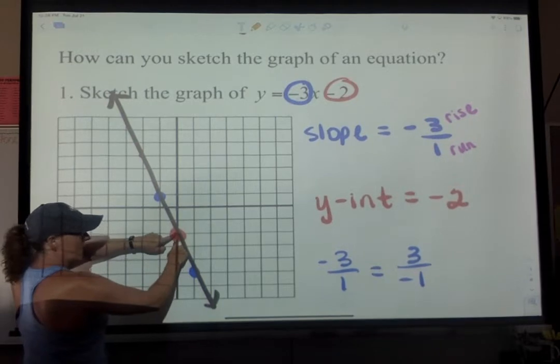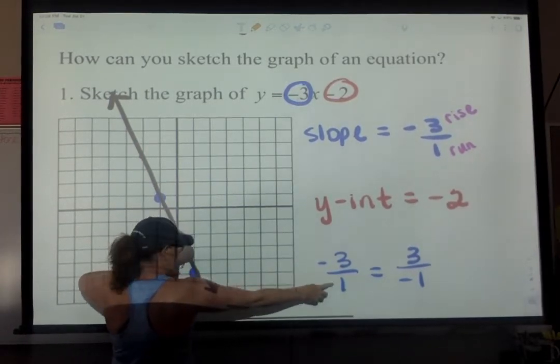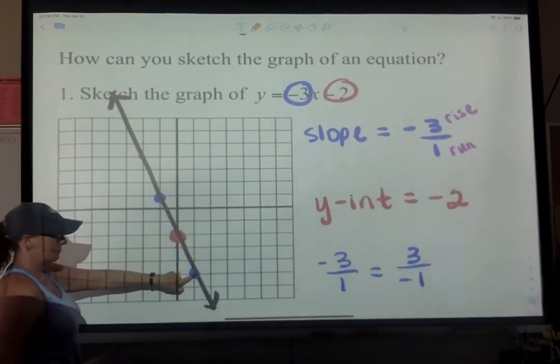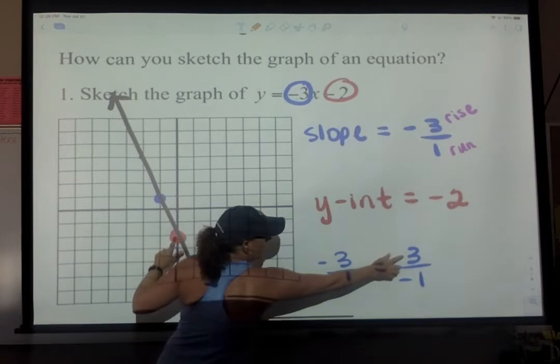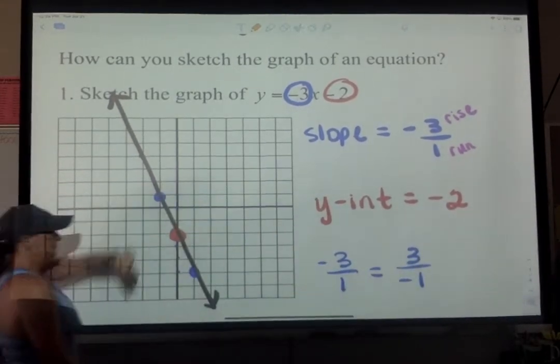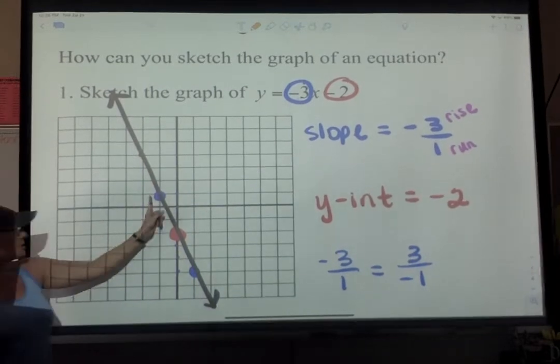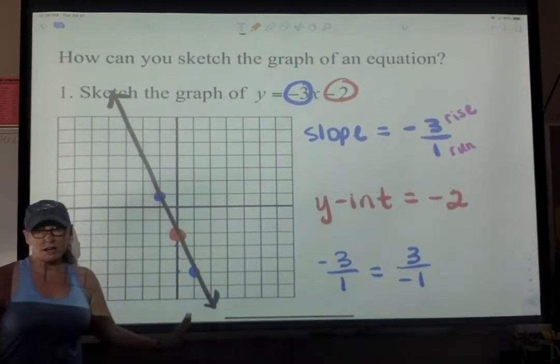Now watch. I can either go down 3 over positive 1, or I can go up 3 over negative 1. And you can see that both of those points that I use with my slope lie on that line.